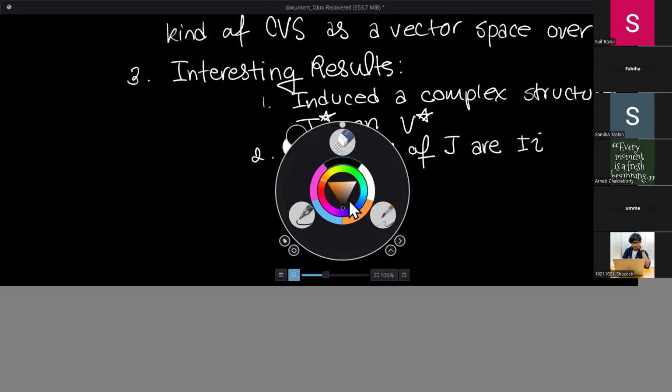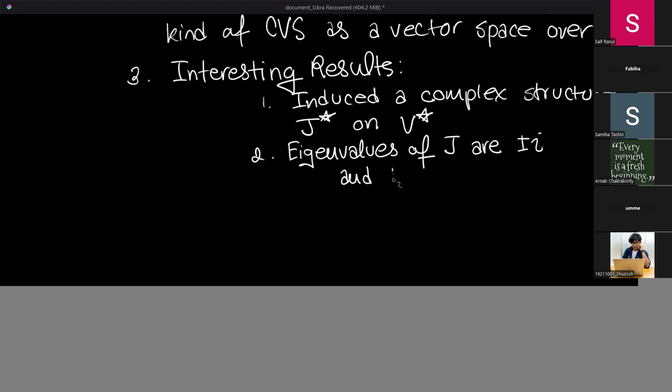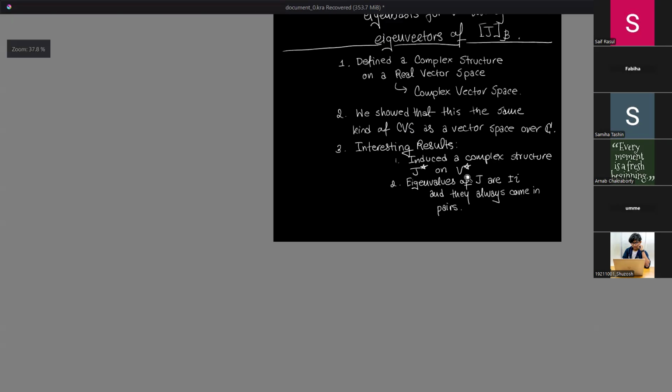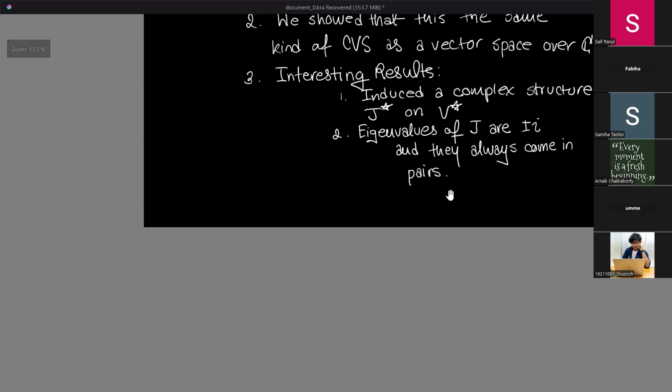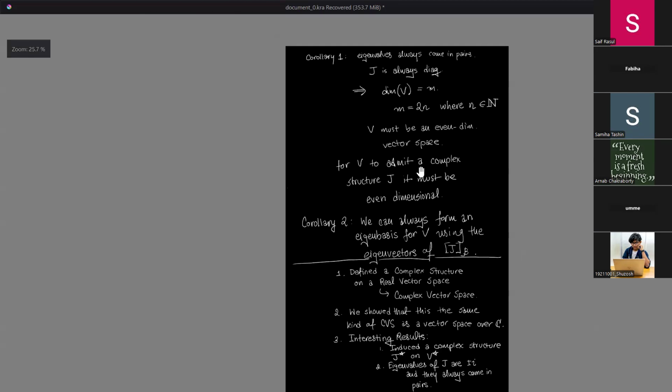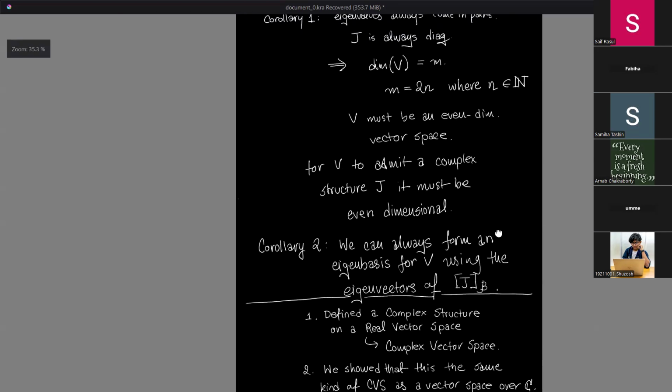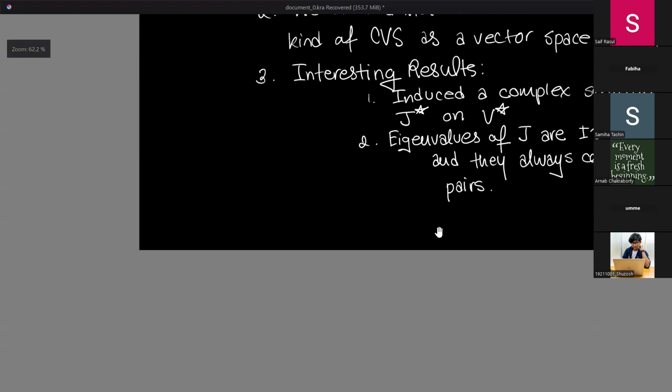And they always come in pairs. And from there, we got these two corollaries. I'm not going to write them again because they're already here, and we're going to use these in some more results.